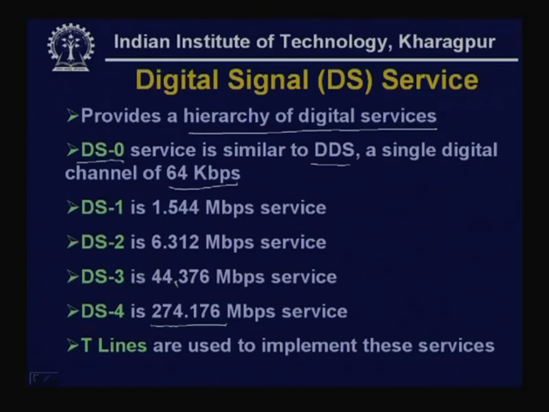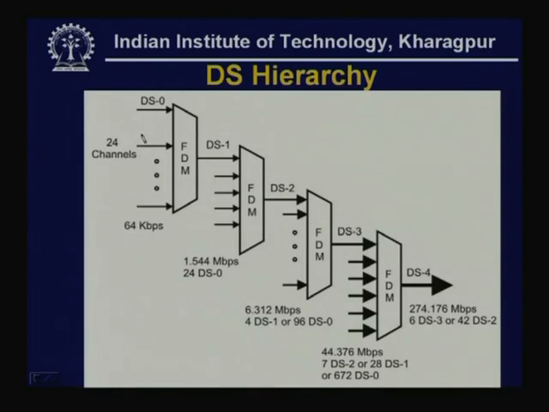DS3 allows you a 44.376 megabits per second service. So, through a single transmission medium you can have this data rate of 44.376, or you can have a 274.176 megabits per second service if you are having a DS4 service. And these services are implemented with the help of T lines. So, implementation is done by using T lines, and I shall show you how it is being done.